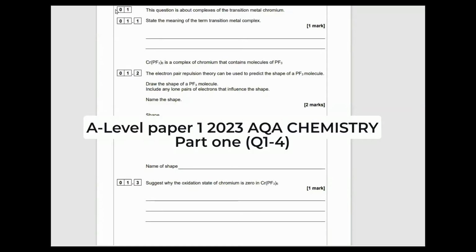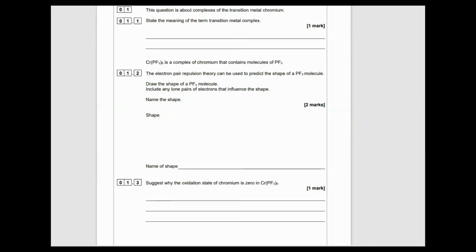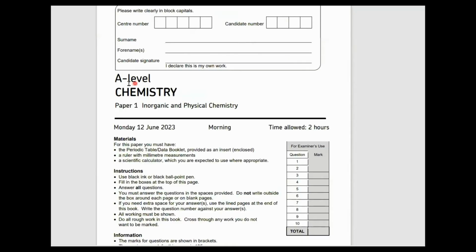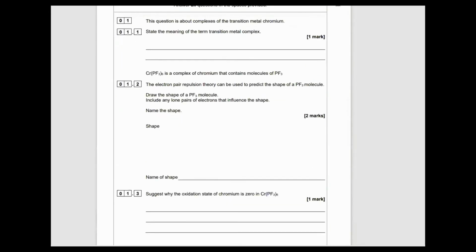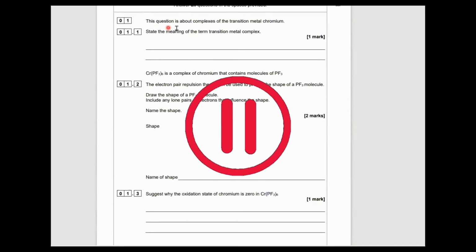This is the A-level chemistry walkthrough for paper 1, 2023 for the AQA syllabus. This is the organic and physical chemistry paper taken on Monday, the 12th of June, 2023. There are 10 questions. It's a 2-hour exam. I suggest you pause the video at the start of each question and then have a go.